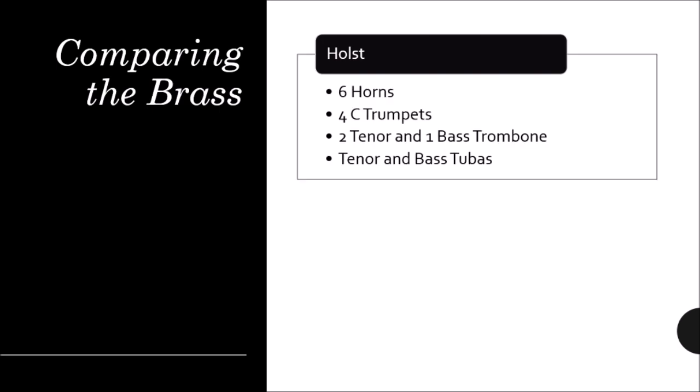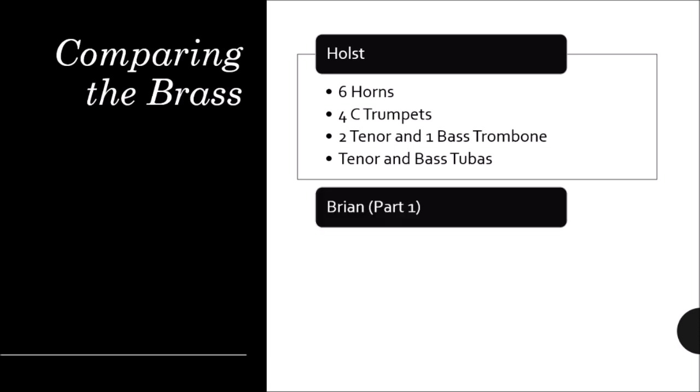Now let's look at the brass. Again, we'll find very similar groupings. Holst has 6 horns, 4 C trumpets, 2 tenor and a bass trombone, and a tenor and a bass tuba. Tenor tuba, by the way, just another name for the euphonium.